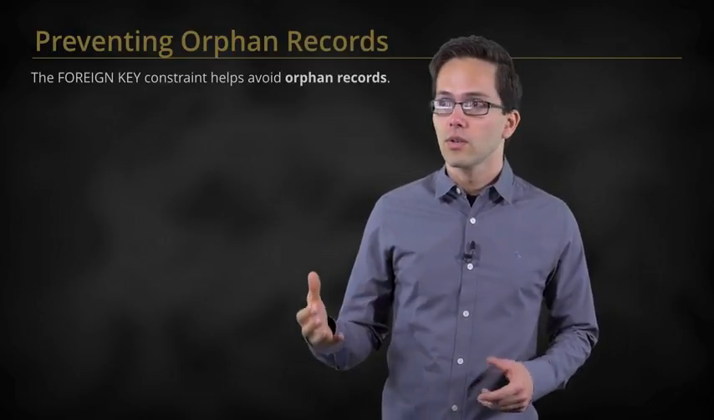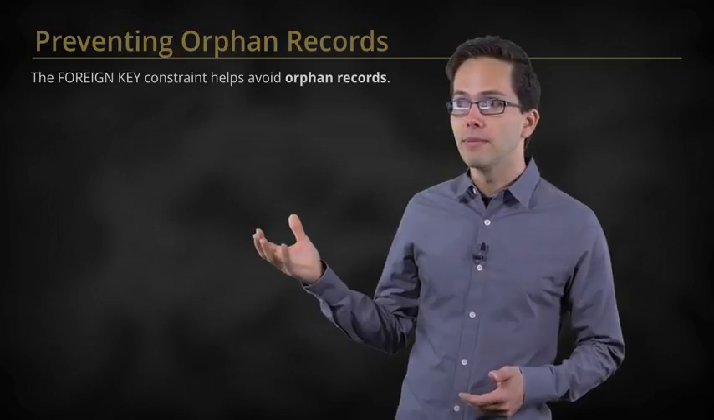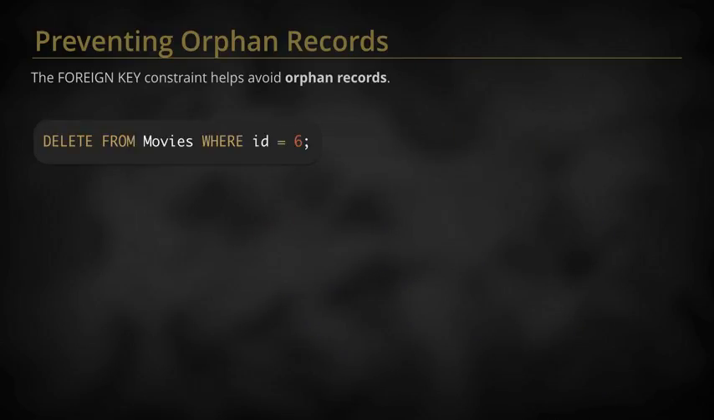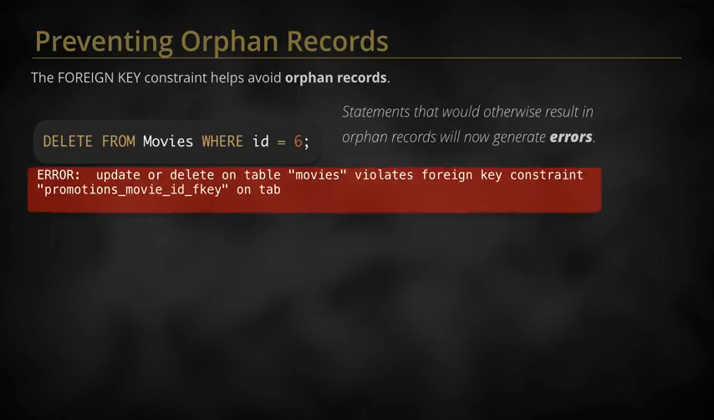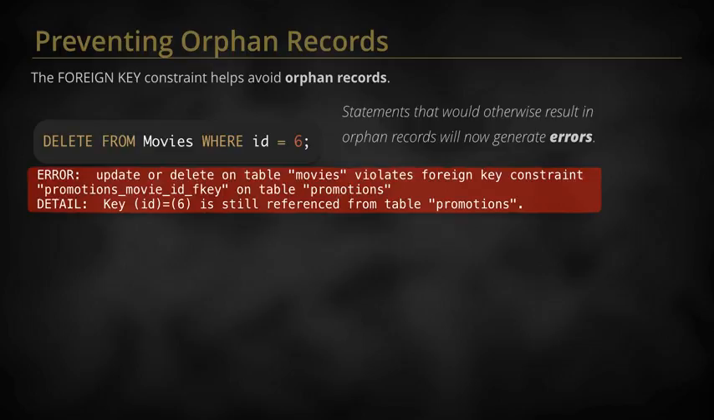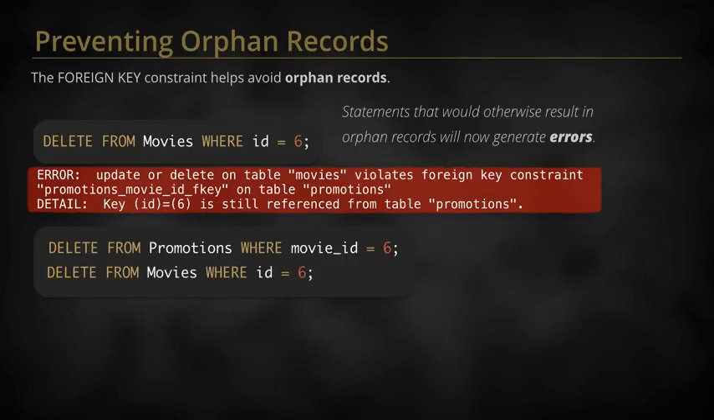The solution to orphan records is using a foreign key constraint, which we've already added to our promotions table. So if we go to delete a movie that has a promotion associated with it, our database isn't going to let us. It's going to give us back an error, which looks like this. Notice this error message at the bottom even tells us key ID equals 6 is still referenced from the table promotions. So if we want to delete this movie, we first need to delete the promotion with the movie ID equals 6, and then we can delete the movie, and the database will let us.